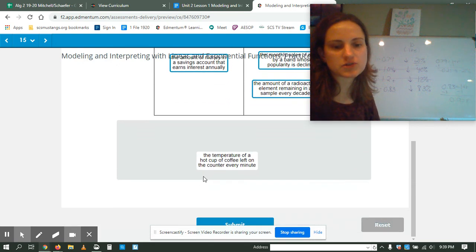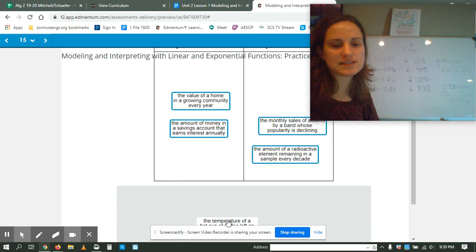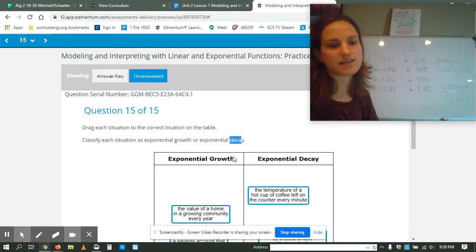And then the temperature of a hot cup of coffee left on the counter every minute. So this is one of those where you kind of got to know what's going on in the situation. Coffee's going to cool off. The temperature is going to go down. So that's going to be a decrease, or a type of decay that is happening.